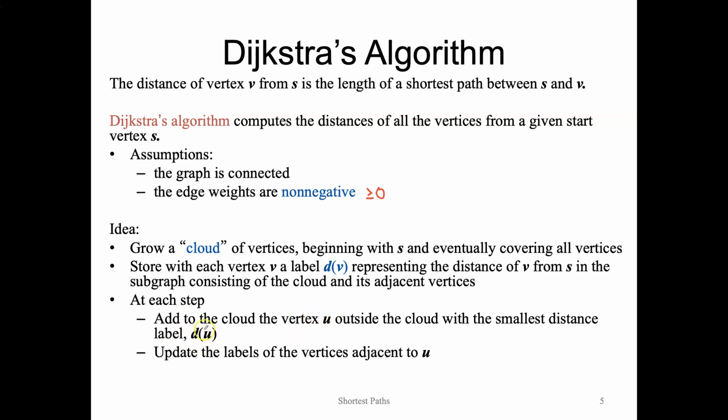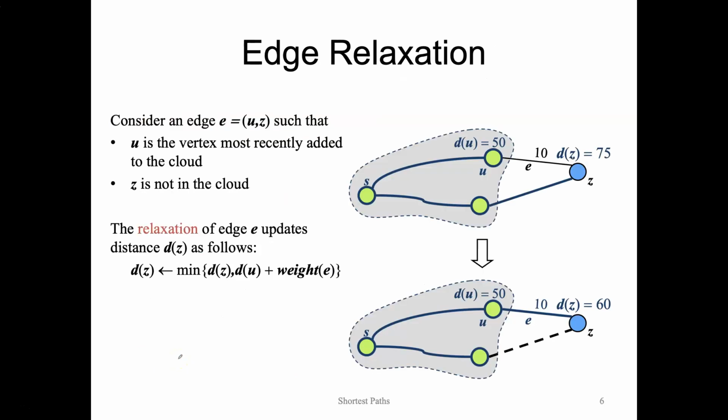We'll add this vertex to the cloud, and we'll do what's called an edge relaxation step. So for that vertex U added into the cloud, we'll update the labels of the vertices adjacent to that new vertex U added to the cloud. So this is called an edge relaxation. So let's say we had this edge E, to give an example of how we relax edges. Let's say we are relaxing this edge E.